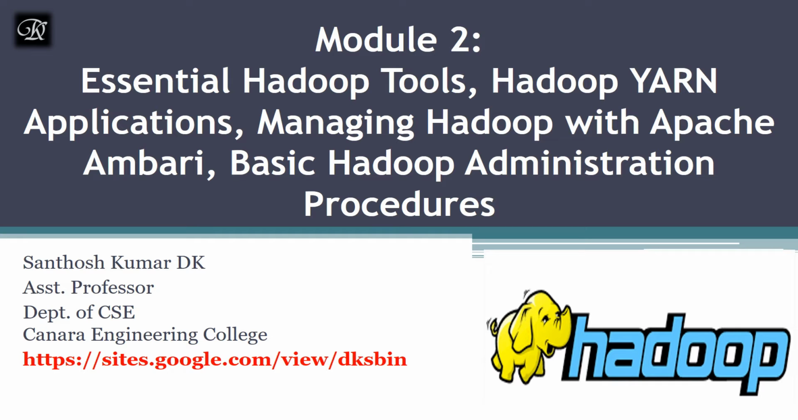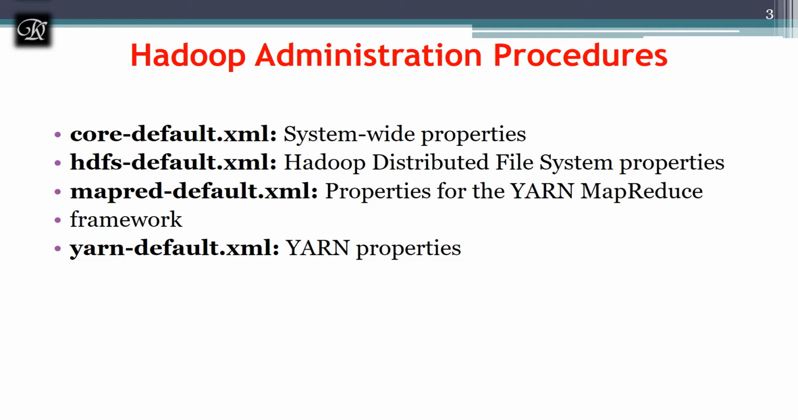And when it comes to Hadoop administration, there are mainly two areas where administration will be done. One is the YARN resource management, and the second one is the HDFS file system. So these two are the main areas where we can apply the administration procedures. Other applications like MapReduce, we have already done during the installation and configuration.